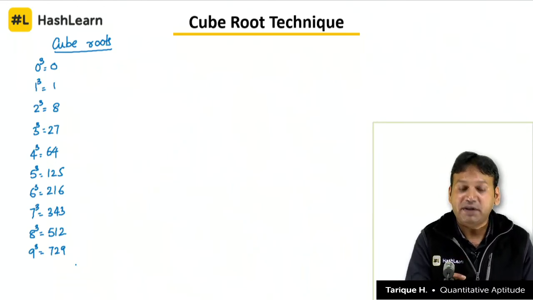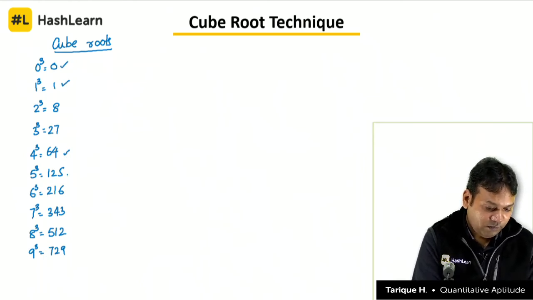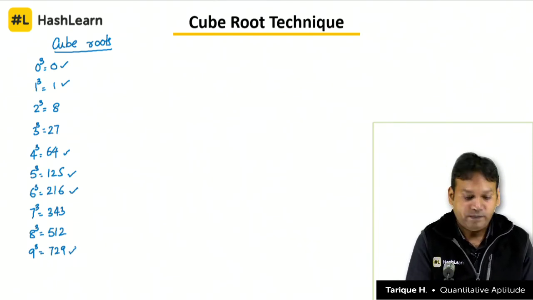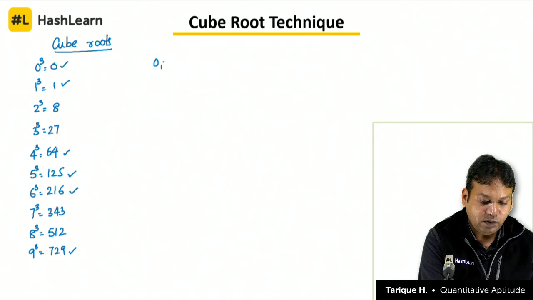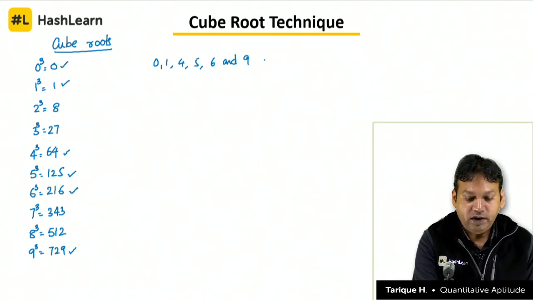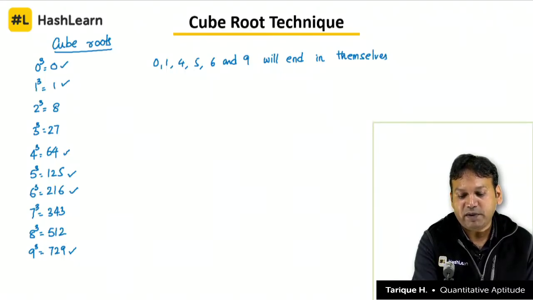What we have to do is just remember this: 0, 1, 4, 5, 6 and 9 always end in themselves. Write down the rule here: 0, 1, 4, 5, 6 and 9, when you are finding cube roots, will end in themselves. Clear? So if the cube is ending in 0, cube root will also end in 0. That is what we mean by this.